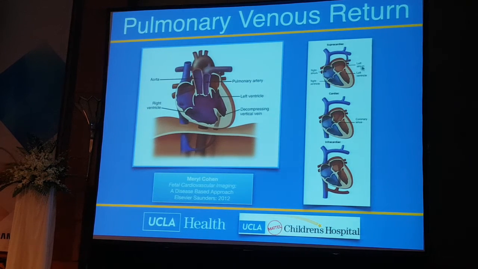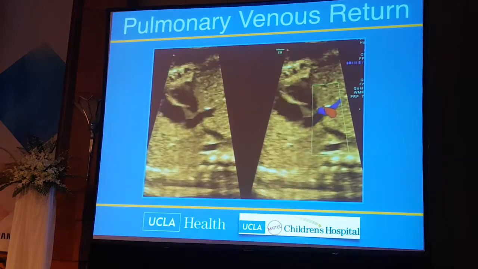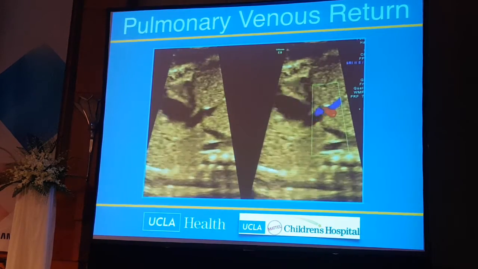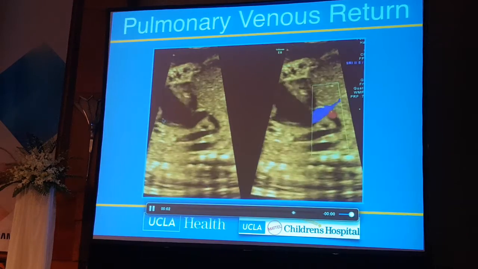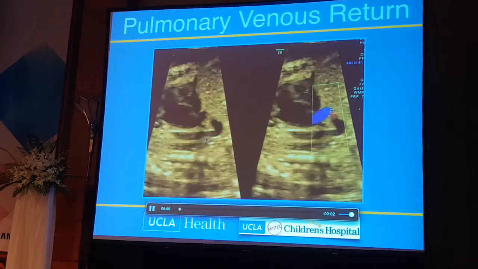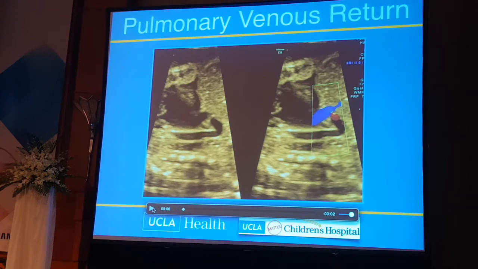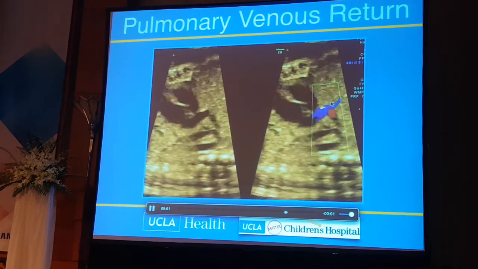Here on the right, you can see, this is also from Meryl Cohen's chapter, you can see supracardiac coming up here. You could see infracardiac here, or you could see coming to the coronary sinus. So I'll show you some examples. This is a nice example using sagittal imaging to show the descending vein. On the left, you can see this descending vein right here. And it obstructs right here at the ductus venosus. And you can see that with the color flow on the right.